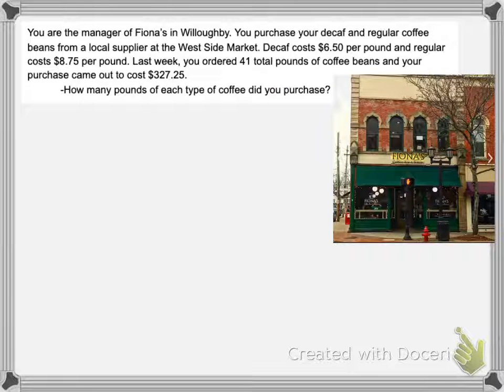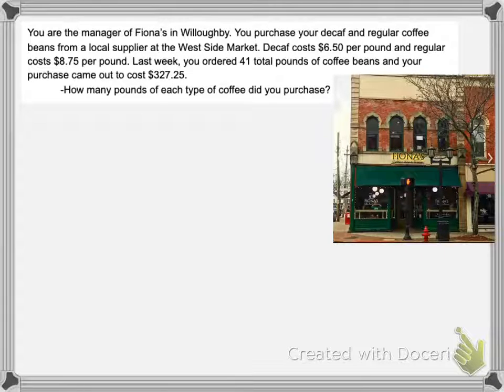This problem states, you are the manager of Fiona's in Willoughby. You purchase your decaf and regular coffee beans from a local supplier at the West Side Market. Decaf costs $6.50 per pound and regular costs $8.75 per pound. Last week, you ordered 41 total pounds of coffee beans and your purchase came out to total $327.25. This question is asking, how many pounds of each type of coffee did you purchase? Given the information that we have, we're going to be able to set up two equations and figure out how many pounds of regular and how many pounds of decaf you purchased.